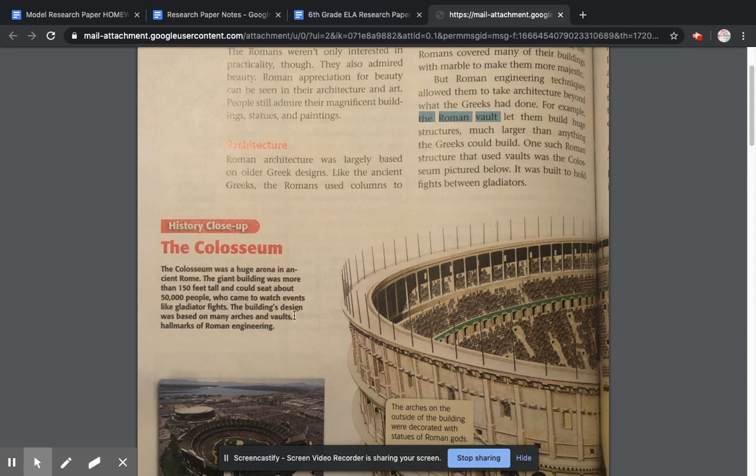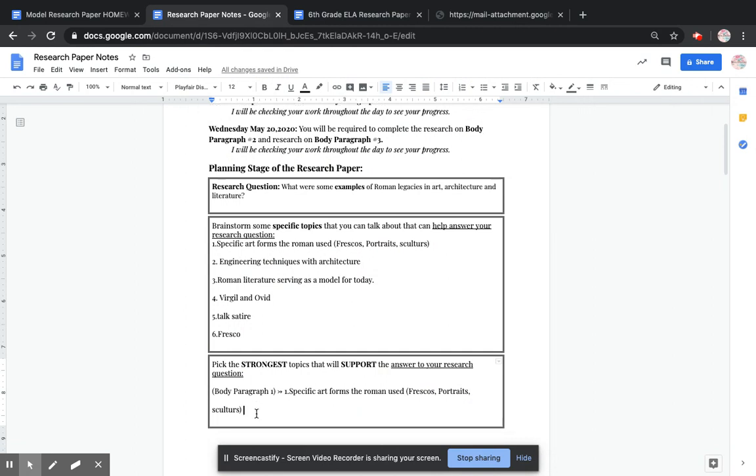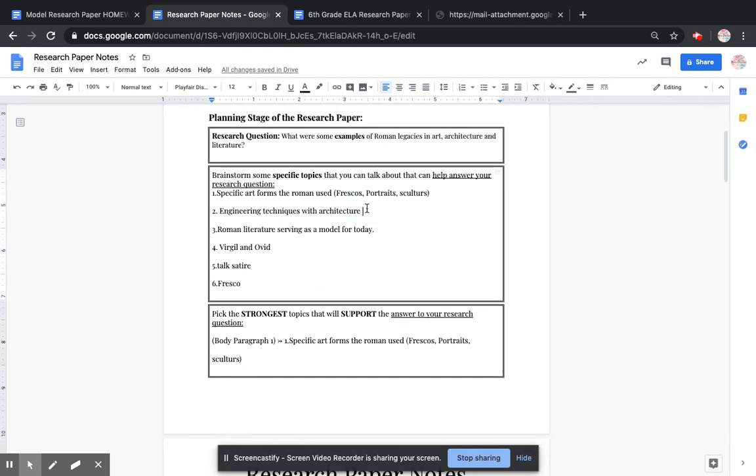Ooh, so I might want to go ahead and put in my research paper, so engineering techniques. Let's do vaults and arches. And now that I've added this, I can go ahead and copy because it's talking about those specific examples right here. Just like portraits and sculptures and frescoes were examples. Those are what I'm looking for. So what are some examples of these legacies?